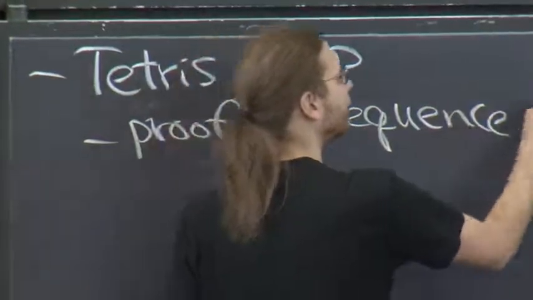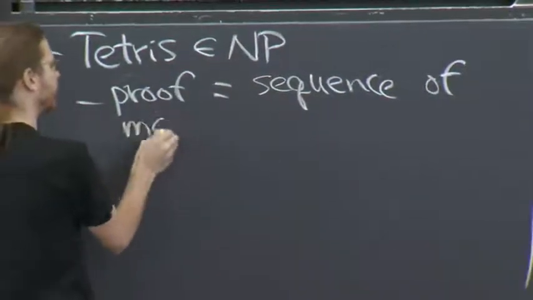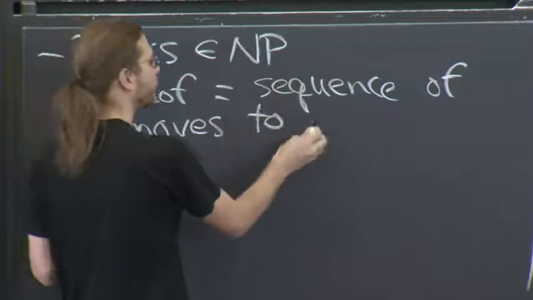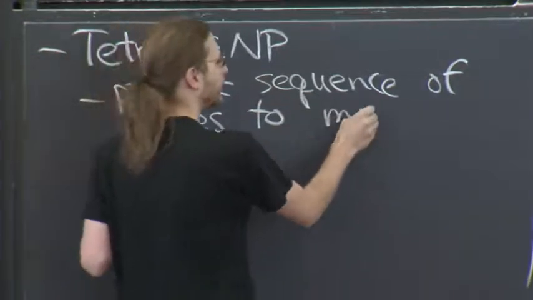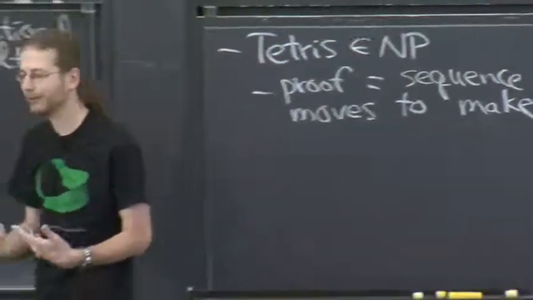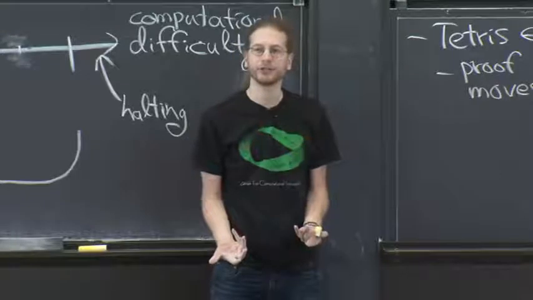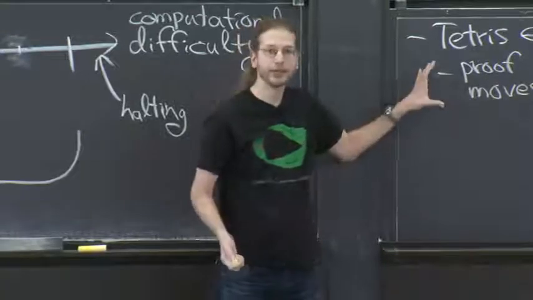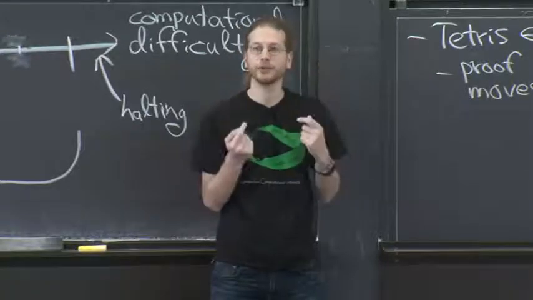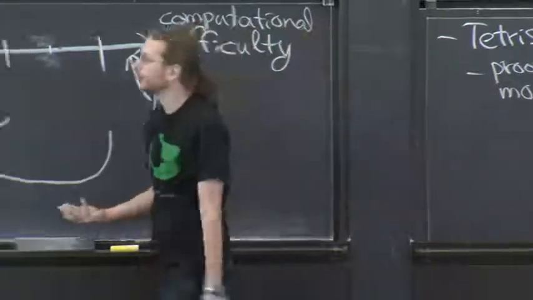It's really easy to convince someone that you can survive a given level of Tetris. You just show what the sequence of moves are. And then I, as a mere mortal polynomial time algorithm, can check that that sequence works. I just have to implement the rules of Tetris. So in Tetris, the rules are easy to implement. It's the knowing what thing to do is hard. But in NP, knowing which way to go is easy.